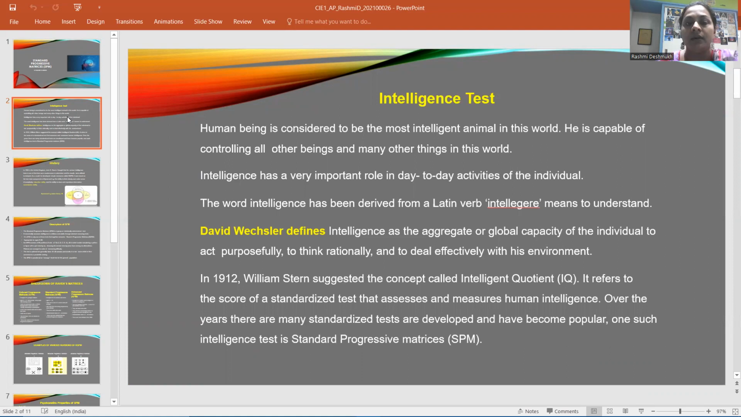In 1912, William Stern suggested the concept called intelligence quotient, that is IQ. It refers to the score of standardized tests that assess and measure human intelligence. Over the years, many standardized tests have been developed and have become popular. One such intelligence test is Standard Progressive Matrices, that is SPM.